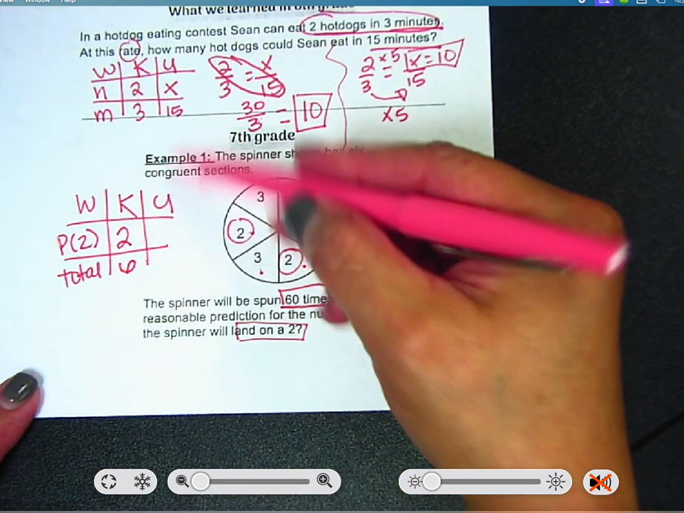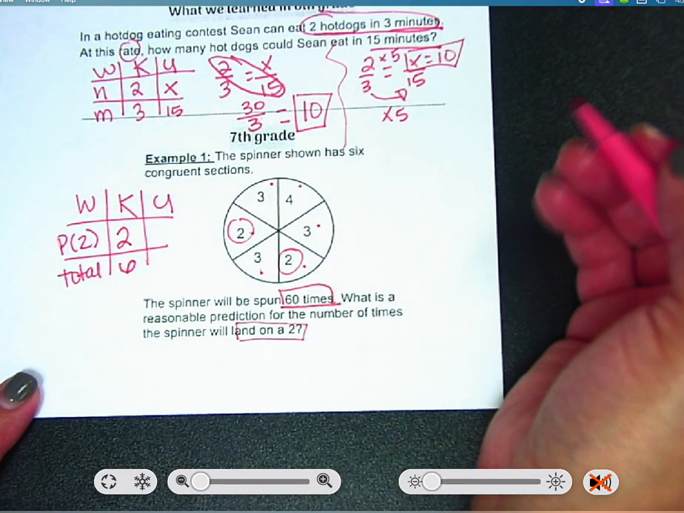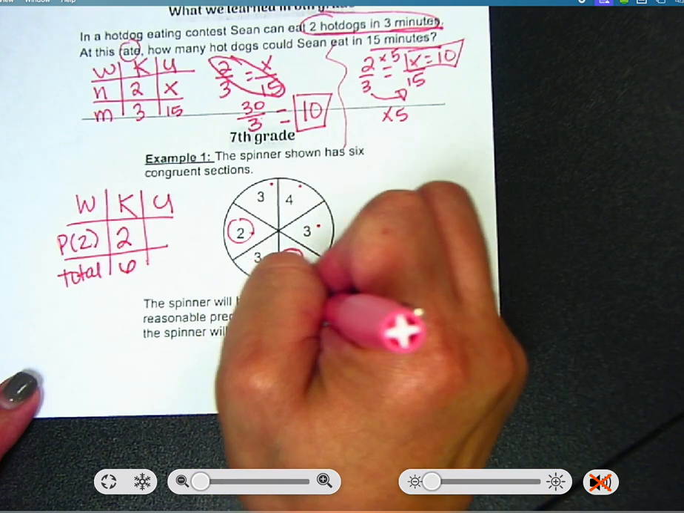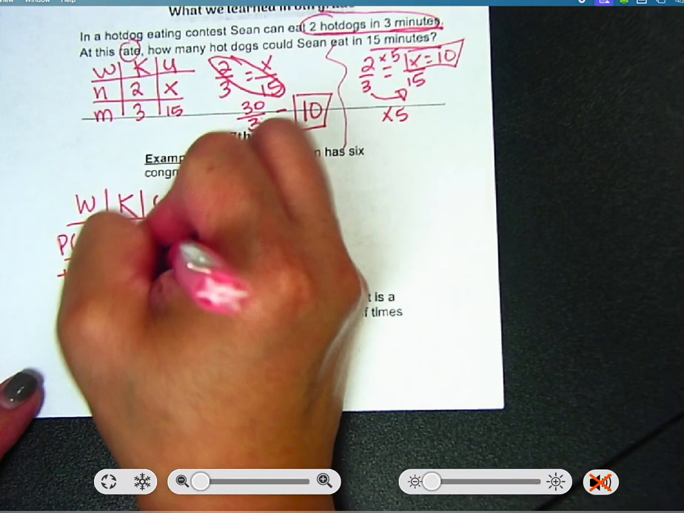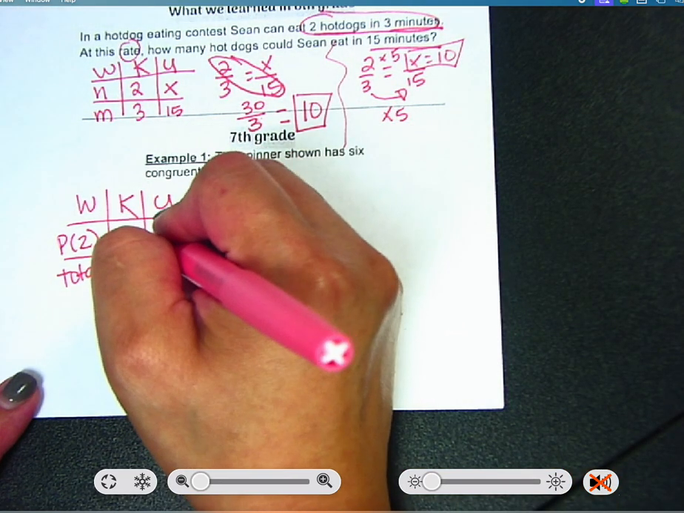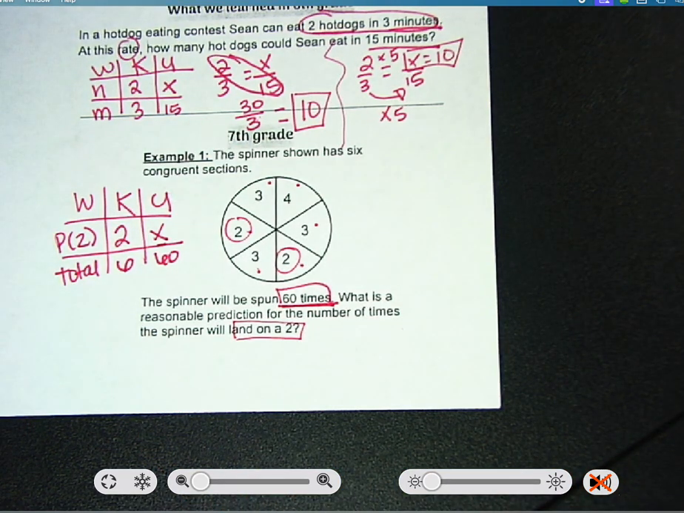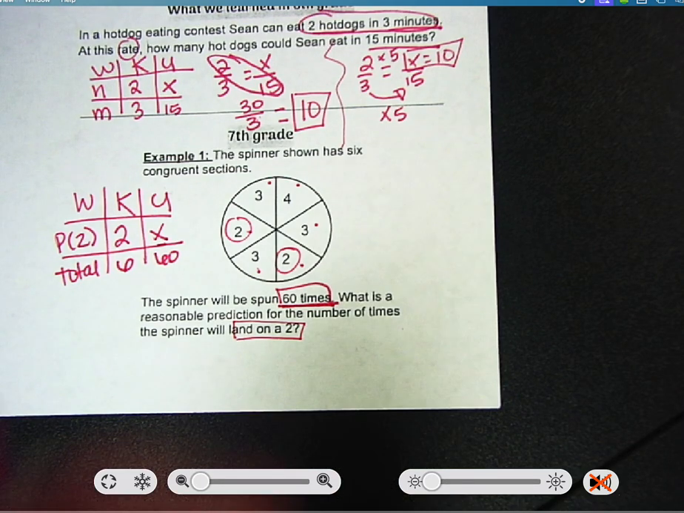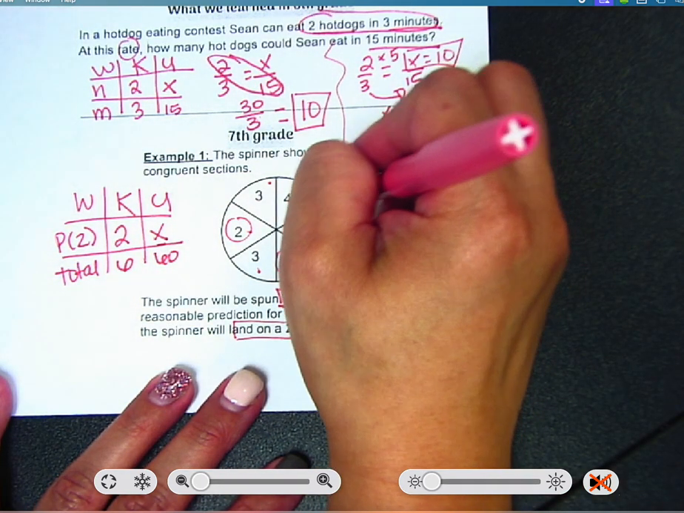Your prediction part is going to be on this side, on the U. So now they're saying that they're going to do this 60 times. So that's your new total. The 60 goes at the bottom. And I want to predict how many times it's going to land on 2, so I don't know that. Okay, so I'm going to get this out, and I'm going to set up that proportion.